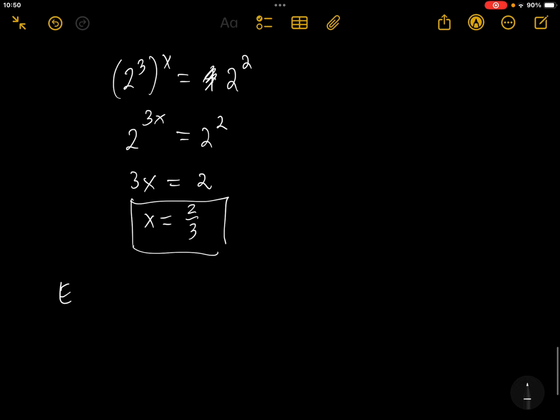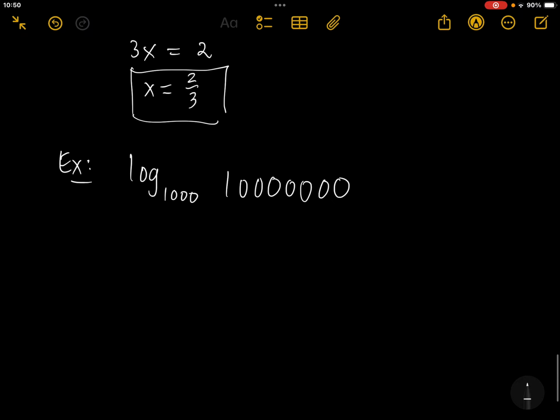Let's do one more. What's log sub 1000 of 1 followed by 0, 0, 0, 0, 0, 0, 0. So I have 7 zeros. Well, again, 1000 raised to the x power, so let's call this number x. We rewrite this in terms of exponents, so 1000 to the x power is 1 followed by 7 zeros.